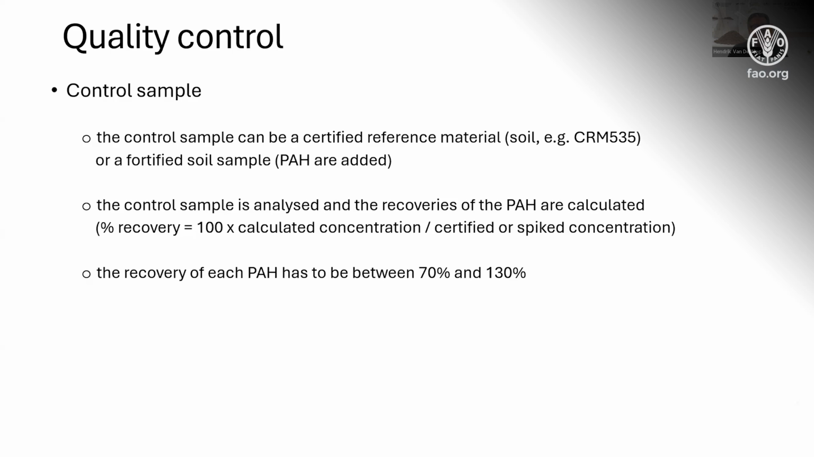The control sample is analyzed and the recoveries of the PAHs are calculated. The recovery is 100 times the calculated concentration divided by the certified or the spike concentration. The acceptable values for recovery for each PAH are 70 to 130%.